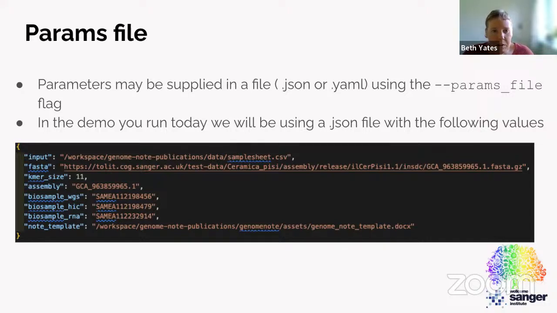You can either supply the parameters on the command line, but as you can see, there's quite a few parameters, and that can get a bit unwieldy, a bit difficult to type out. So you can also supply any parameters when you want to run the pipeline in a parameters file. This is either in JSON or YAML format, and you can use the --params-file flag to define this. So in the demo that we're going to run shortly, there's a JSON file that contains the values that we will be using to run this little test for you.